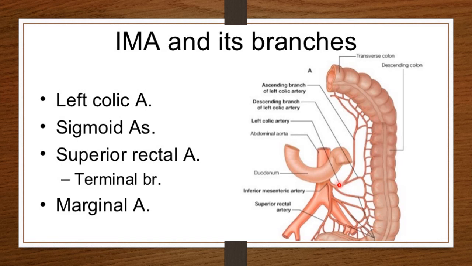And the vessels that need to be ligated will be your left colic artery here, which is a branch of the inferior mesenteric. Then you have your sigmoidal arteries, maybe more than one, and then it ends as your superior rectal artery here. It supplies the rectum, especially the proximal and middle rectum.